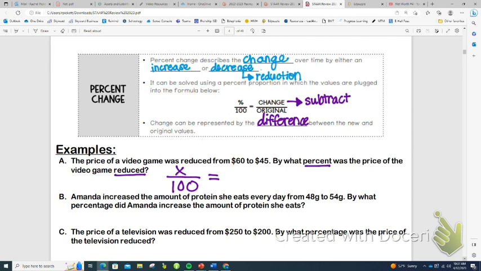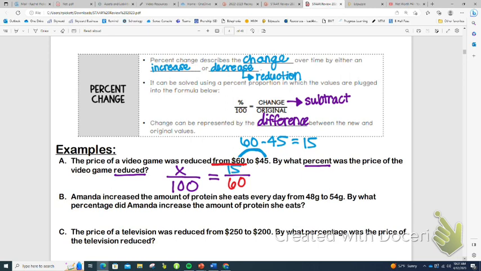And that's going to be equal to the change over the original. Remember, to find change, we subtract our two values. So if we do 60 minus 45, that gives us 15. So our change is 15. And then the original is whatever number comes after the word from. The number that's after from is 60. So our proportion is X over 100 equals 15 over 60.